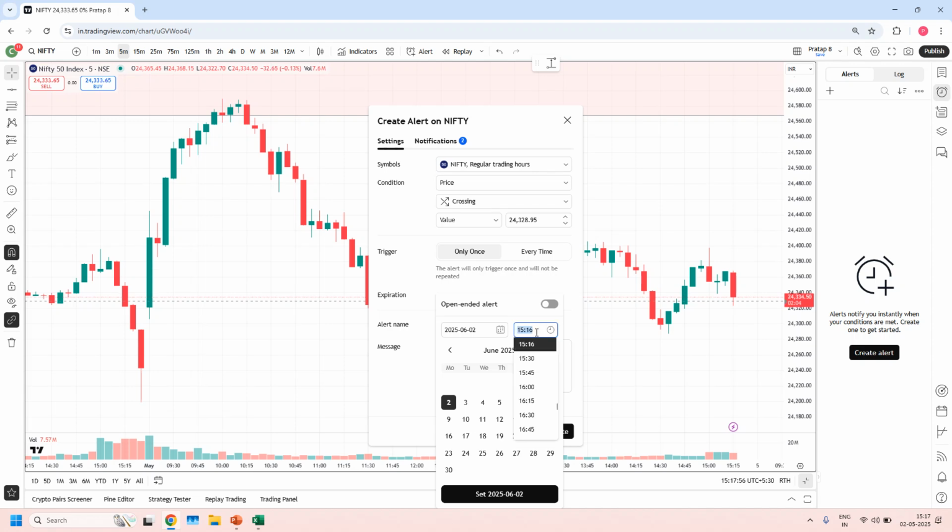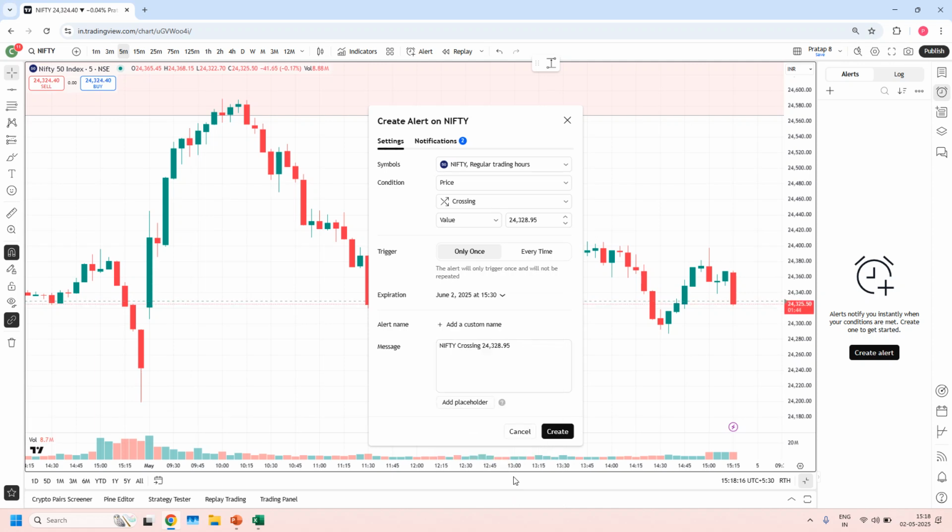And also the time. 15:30, the closing hour of the market. After that, you click on this button. What is that? Set 20250602. You click on that button. Don't forget that. Then only the alert will be set. So I am clicking on this button, set 20250602. Okay, so today at 3:30 it will automatically expire.